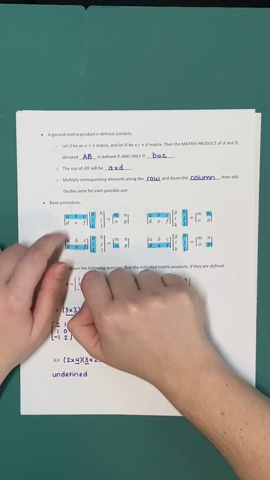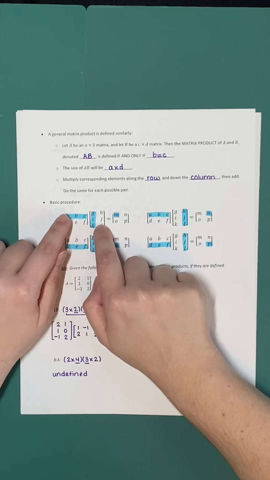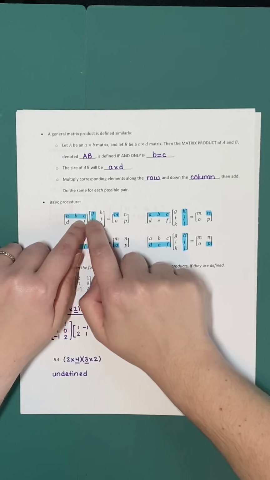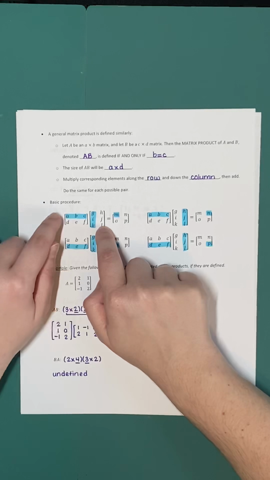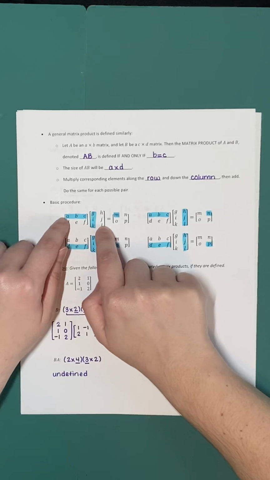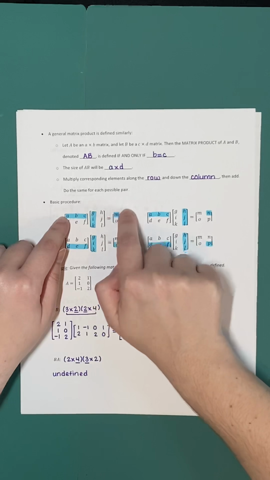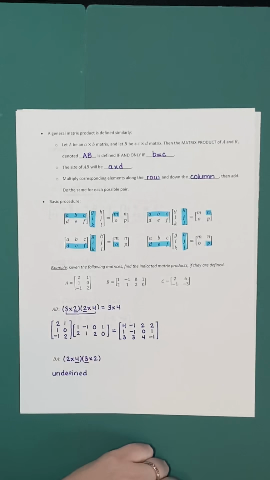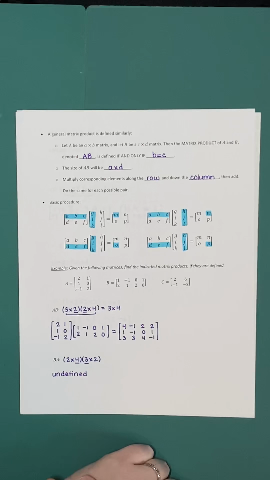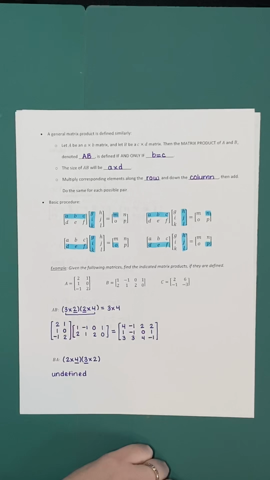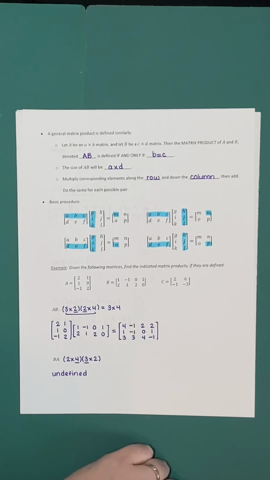We know the size of the result based on the remaining dimensions. So 2 by 3, 3 by 2. The outer two dimensions are 2 and 2. So that tells us the result of our multiplication is going to be a 2 by 2 matrix. A 2 by 2 matrix has 4 elements. What that means is this row times column operation, we're going to have to do 4 times in order to find the 4 different elements in our resulting matrix.